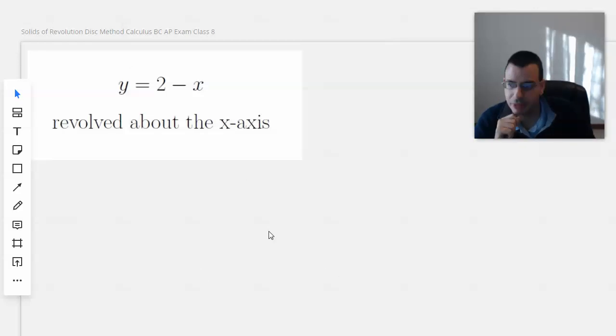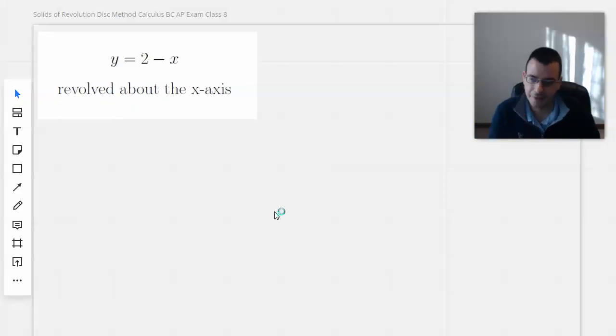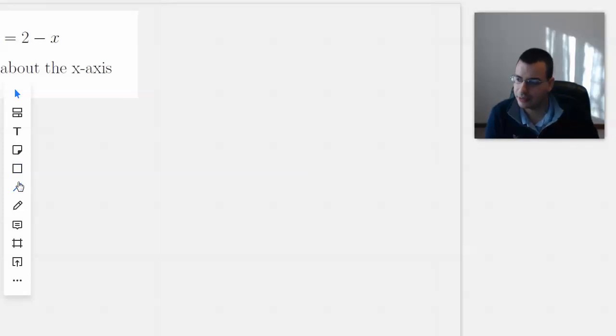So we're going to start with the problem. y equals 2 minus x. We're going to revolve it around the x-axis, and we're going to find the volume of the solid created.